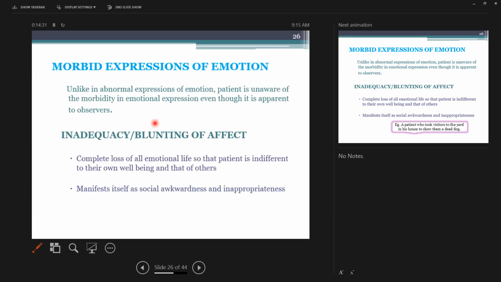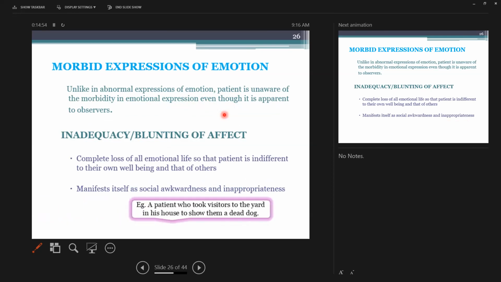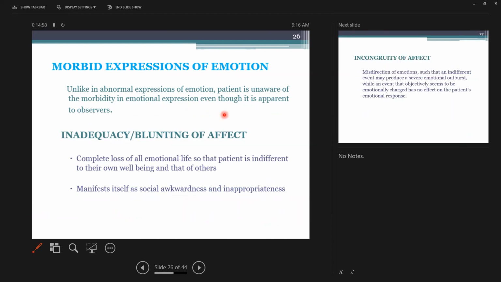Now, morbid expressions of emotions. Here, the expressions of emotions are away from the normal and the patient is unaware of the emotional expressions, even though they may seem apparent to the observers. For example, in inadequacy or blunting of affect, there is complete loss of all emotional life so that the patient is indifferent to their own well-being and to that of others. For example, a patient who took visitors to the yard in his house to show them a dead dog.